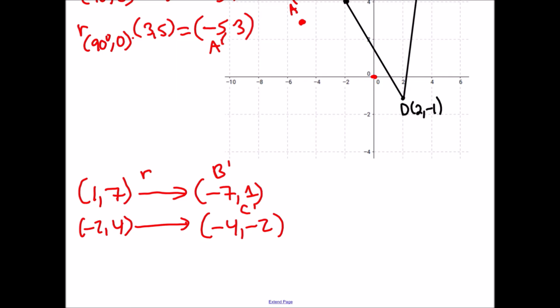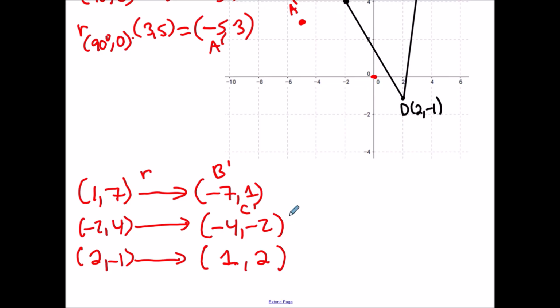And then lastly, we have D, which is (2, -1), and that's going to transform with the rotation. The sign of the y changes. So it was negative here, so it's going to be positive now. And we switch x and y, and this will be (1, 2). Okay, so notice that the y changed sign from negative to positive.